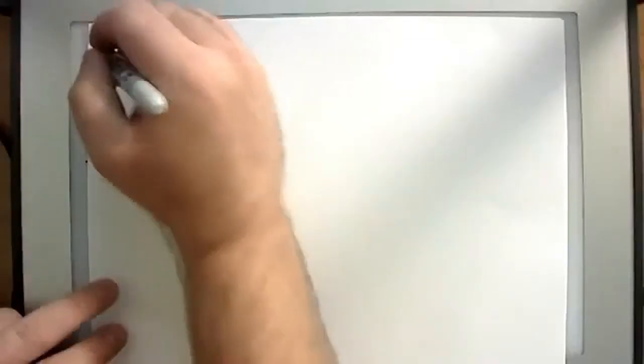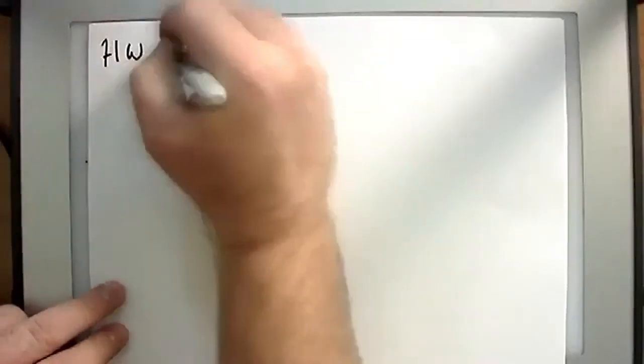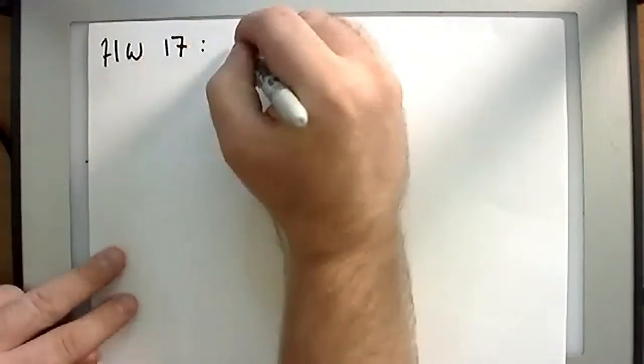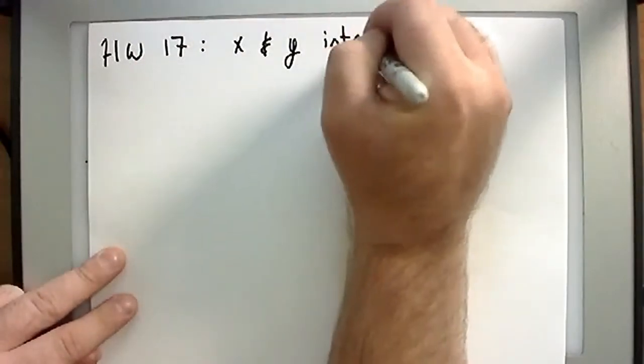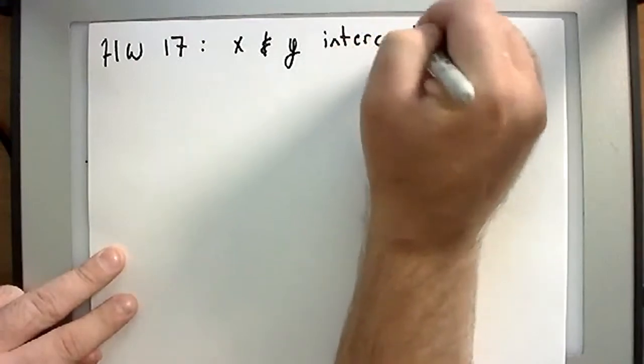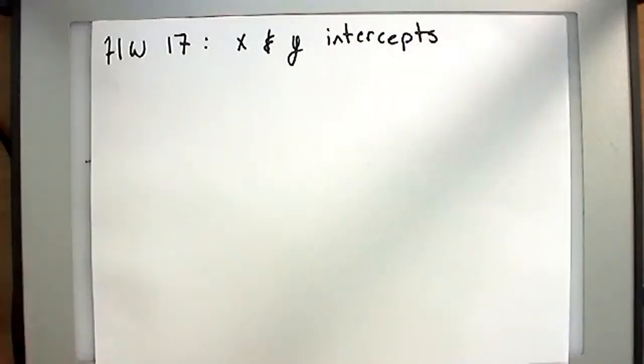All right, guys, this is going to be for homework 17. This is going to cover the concept of x and y intercepts. You already know what a y-intercept is. We're just going to talk about x-intercepts, how you can use both of those to graph, okay?